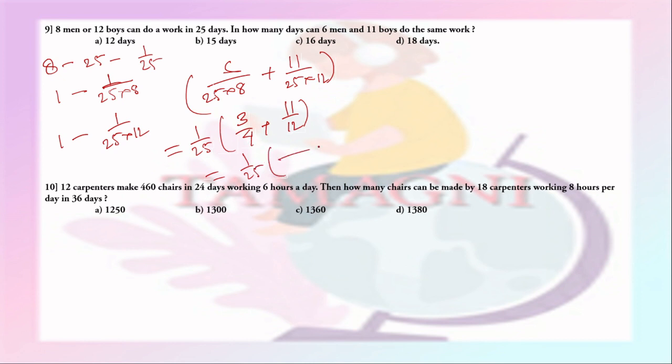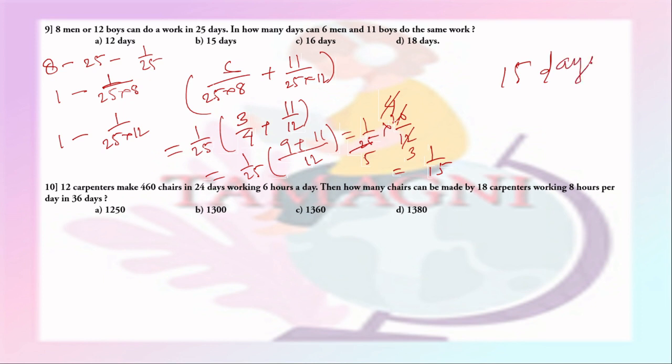12 is the LCM, so 9 plus 11, which is equal to 1 by 25 into 20 by 12. On dividing by 5, we get 5, 4, 3, so equal to 1 by 15. So 1 by 15 part of the work will be done by 6 men and 11 boys in one day. That is, they will finish the work in 15 days. So option B is the right answer.